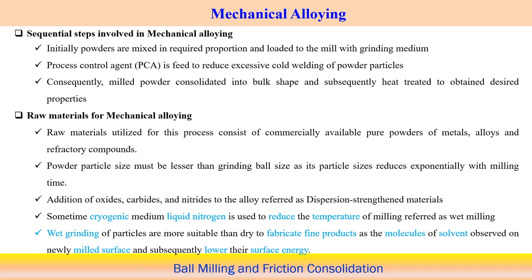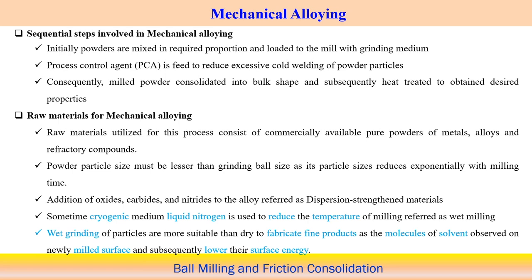In this case, a process control agent is fed to reduce the excessive cold welding of the powder particles. We try to avoid any kind of cold welding, so we use the process control agent to reduce the effect of cold welding of the powder particles. Third is the milled powder consolidation. The milled powder is consolidated into the bulk shape and subsequently heat treated to obtain the desired properties. As simple as that, we start with multiple elements mixed together, then we try to avoid cold welding during this process, and finally we consolidate and then heat treat to obtain the desired properties. These are the basic steps associated with the mechanical alloying system.